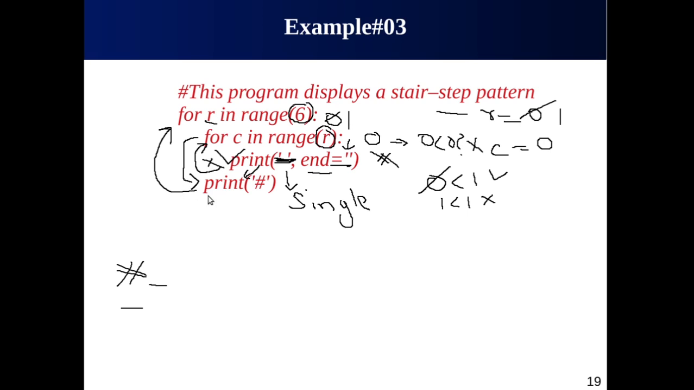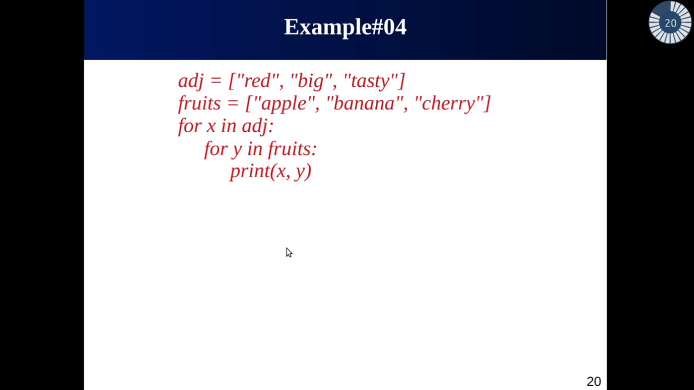Now what does this statement mean? Print the hash sign. It will print the hash here. You see, now we have an empty space followed by a hash, and then after execution of this hash print statement, go back to the outer loop and the value of the inner loop. This is how the program works.